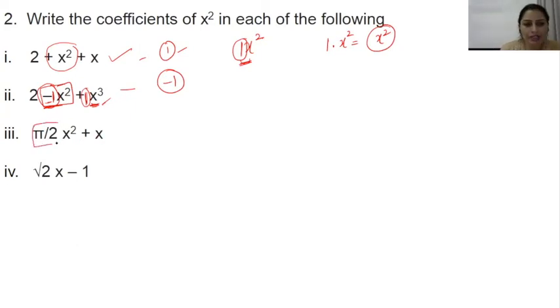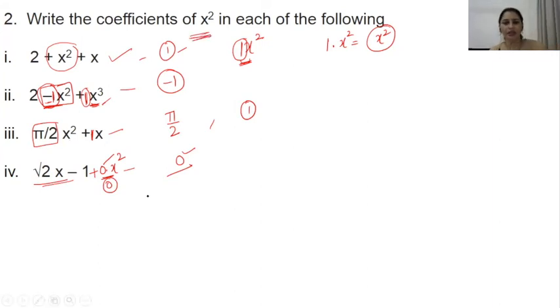Here pi by 2 is the coefficient of x square because pi by 2 is with x square. So this is the coefficient of x square. And what is the coefficient of x? 1. Last, root 2 x minus 1. So there is no term with x square here, so the coefficient is 0. Why? Because we can write 0 multiplied by x square, which is also 0. So this is the coefficient of x square.